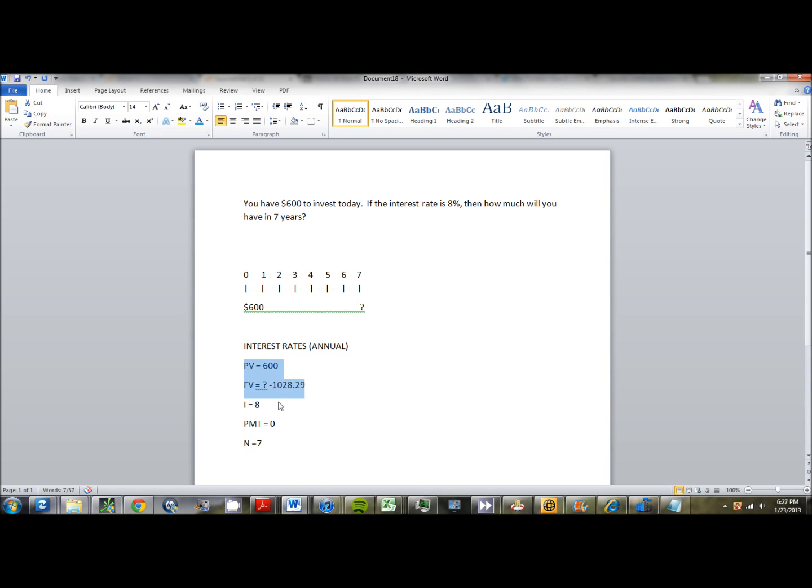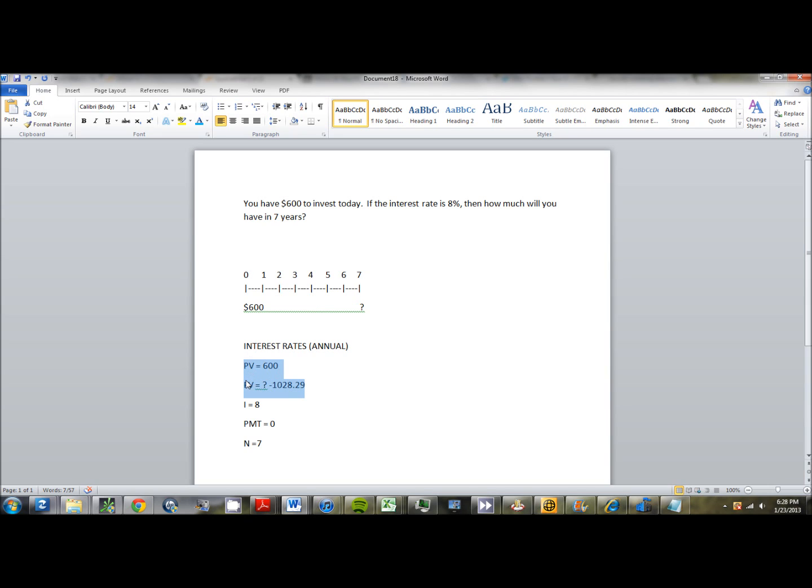Now I'm not going to work through this next part, but if you left these bottom three the same and simply enter this as minus 600, this would come out as positive 1028.29. So you would get the same absolute value. It only changes because you changed the signs. Okay? So with our calculator, you must be comfortable with this sign convention. PV and FV must have opposite signs.